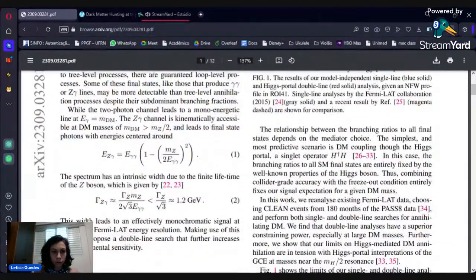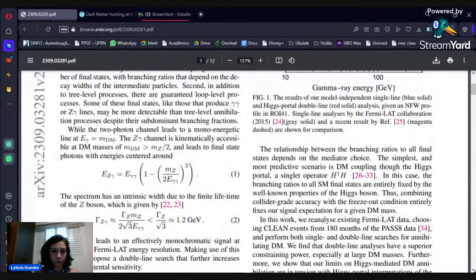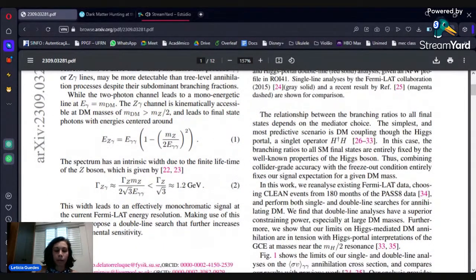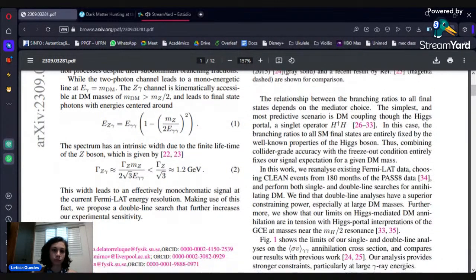So here it shows the energy of the gamma channel, which would be exactly or approximately the mass of the dark matter, since it's a two-particle channel, so two dark matter particles producing two gamma rays, and that's why the energy of the gamma would be equal to the mass of the dark matter. We can do something similar with the energy of the Z gamma, and it would be related to the energy of the gamma as well. So yeah.